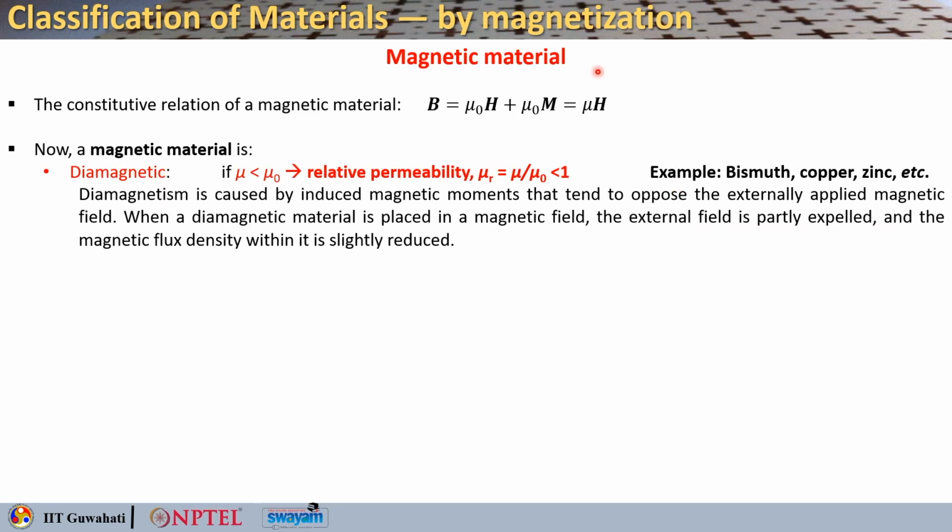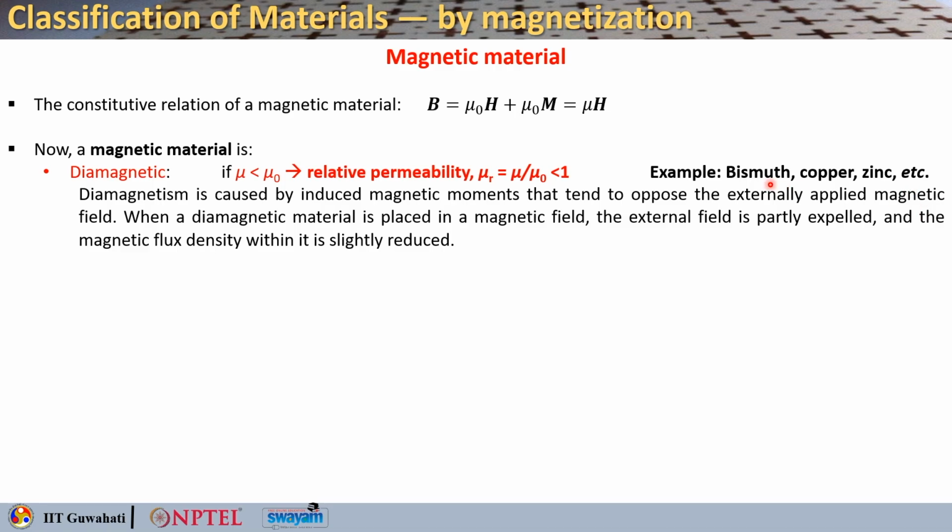We can also classify materials by magnetization. There are magnetic materials, and we have seen that the constitutive relations for magnetic materials look like this: B equals mu naught H plus mu naught M. So, you can write them as mu naught mu r H, okay. Now, a magnetic material can be called diamagnetic if your mu is less than mu naught. That means you are getting a relative permeability, calculated as mu r, the ratio of mu over mu naught, which is less than 1.